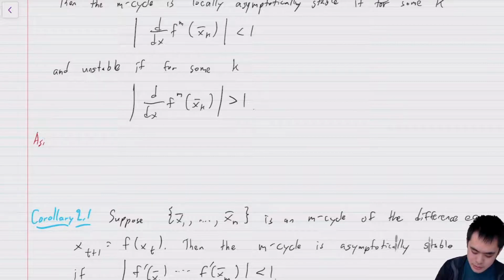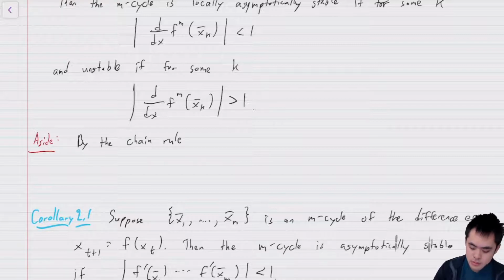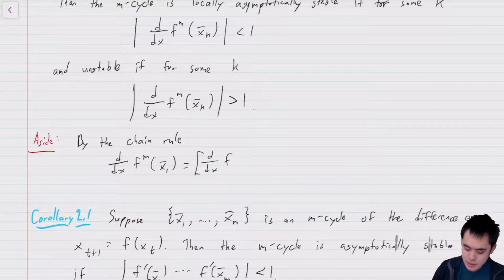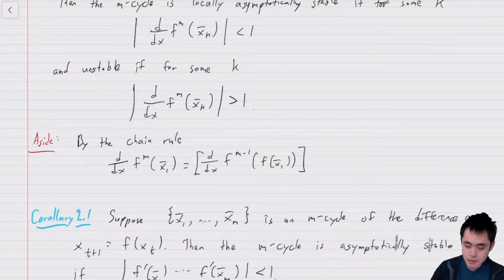So let's see, write this as an aside. By the chain rule, we know that d/dx of f^m of x1 bar is equal to d/dx of f^(m-1) of f of x1 bar times f prime of x1 bar.